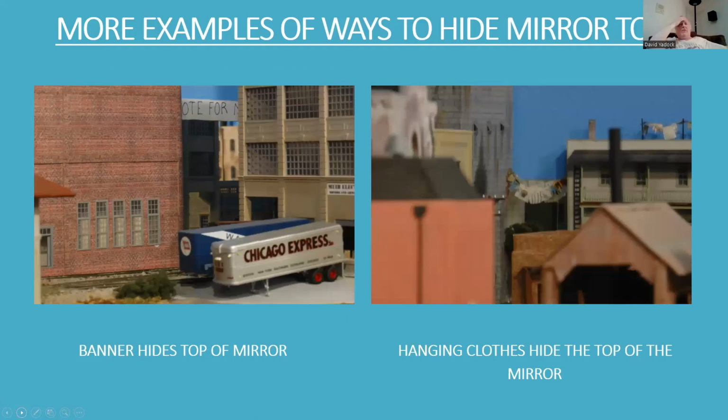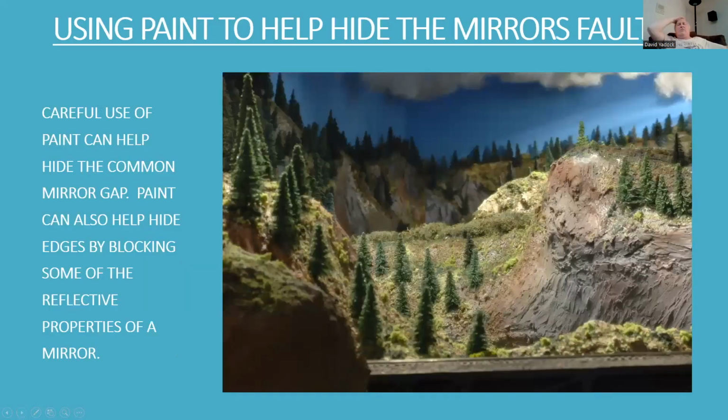The other way, I have a banner that reflects the opposite side of the building. On another mirror, I have some clotheslines that are strung across at different intervals, and that also hides the top of a mirror that carries the street. And now we're going to go into what I mentioned earlier about paint. Paint can help hide a mirror's faults a great deal.